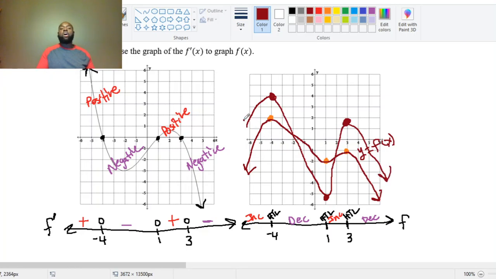Both of those are acceptable to me. I'm not concerned about the actual points, as long as your behaviors are exactly the same. So I need to see a horizontal tangent line here, here, and here. Notice this graph has the horizontal tangent lines there as well. And I just need to see increasing, decreasing, increasing, decreasing. And always draw a smooth curve.